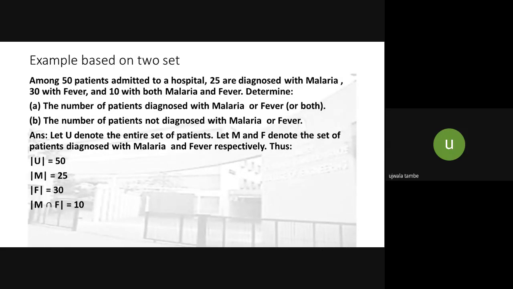Among 50 patients admitted to a hospital, 25 are diagnosed with malaria, 30 with fever, and 10 with both. We have to determine the number of patients diagnosed with malaria or fever, meaning in the first part we find the union of both, and then the number of patients not diagnosed with malaria or fever. In this example there are 50 patients in total, so our U is equal to 50. Got it?